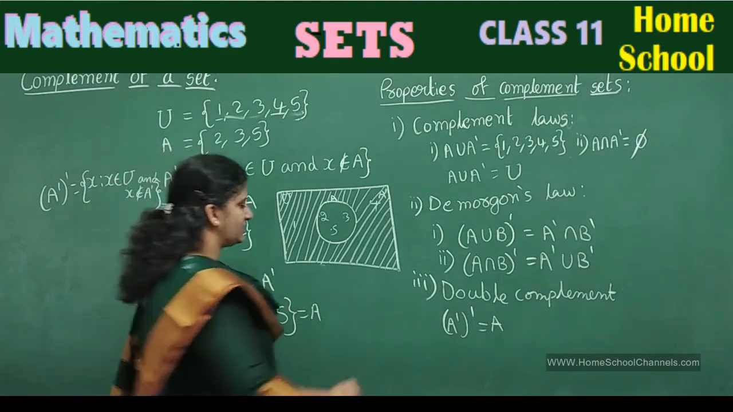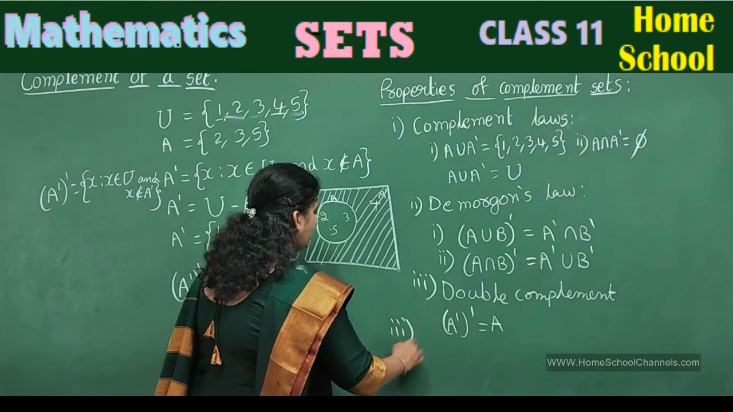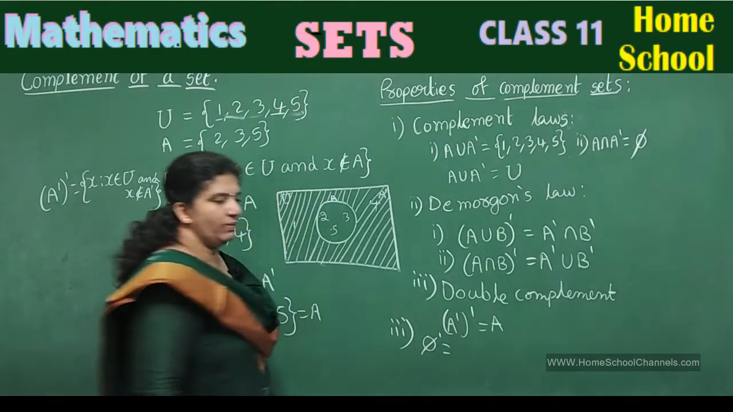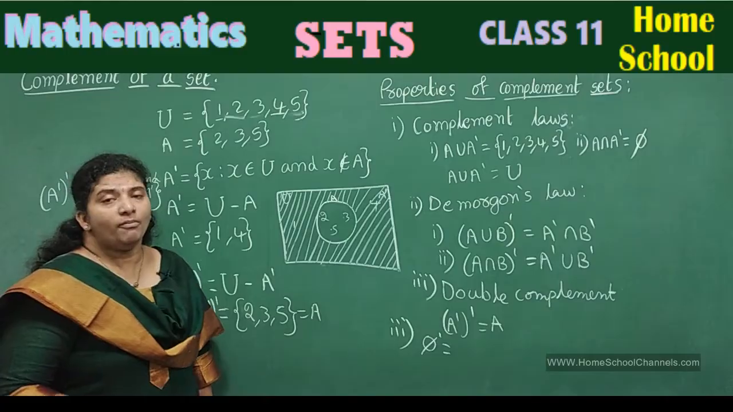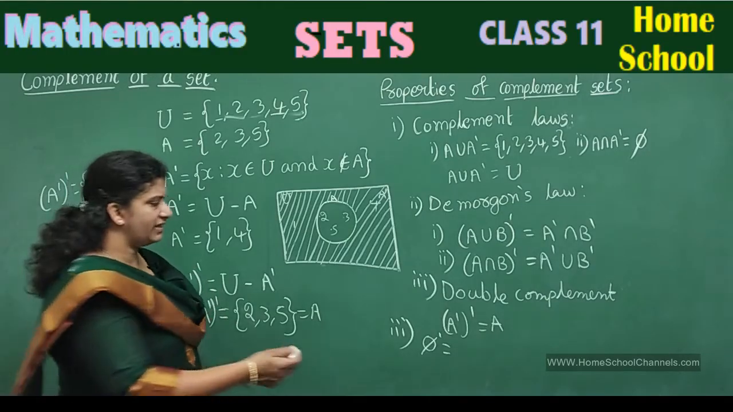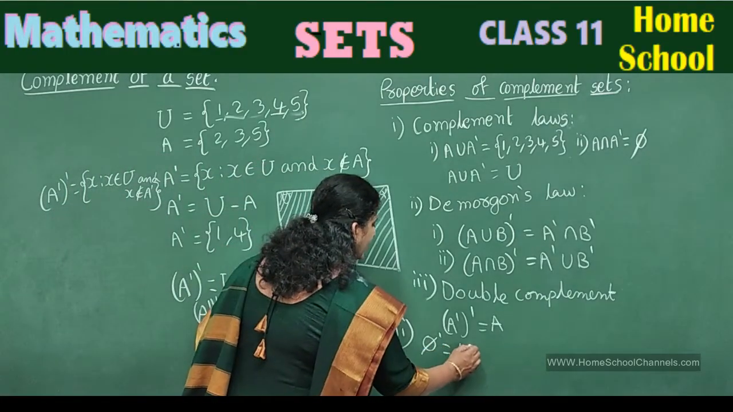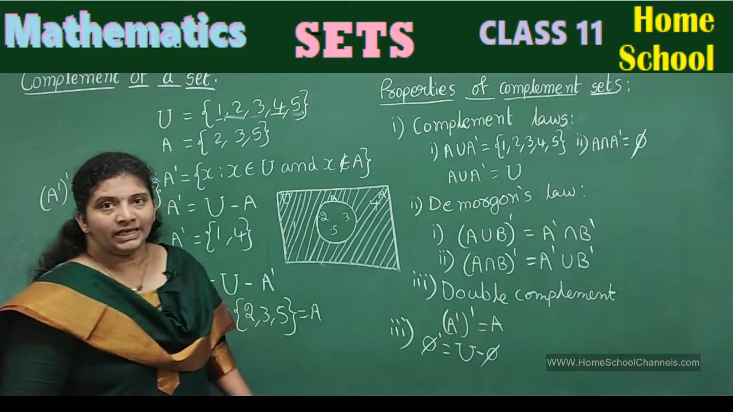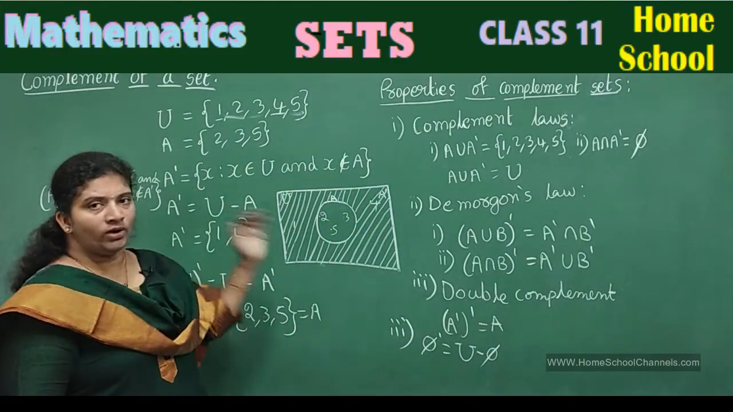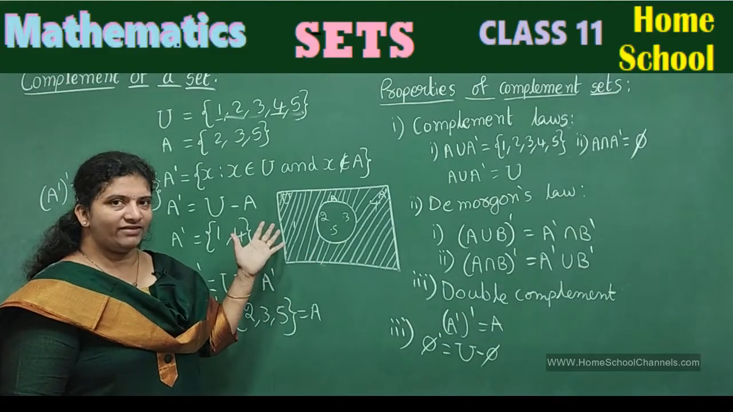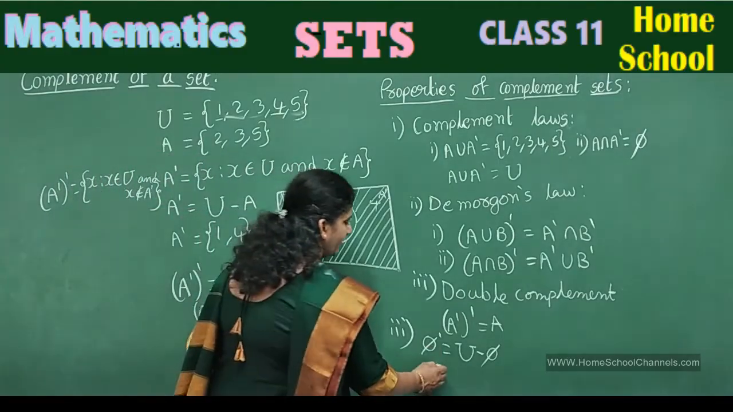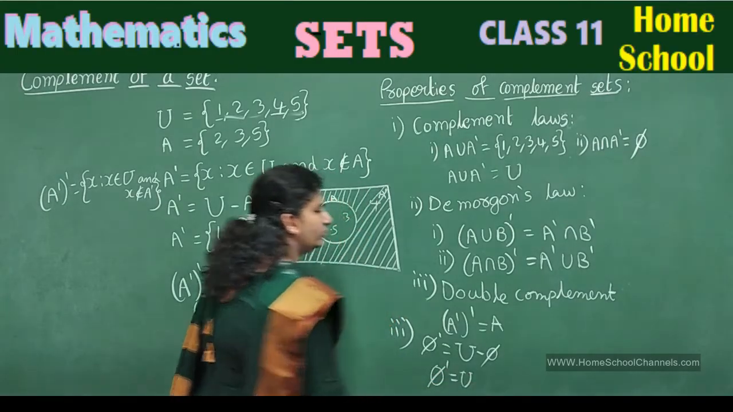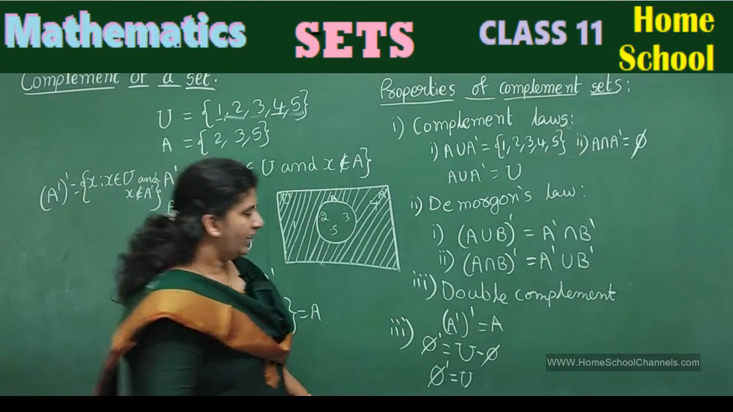And coming to the last one, phi complement. Phi complement is nothing but, in the universal set, remove phi. In the universal set, if you remove the empty set, you will be having the universal set. Therefore, phi complement is equal to universal set U.